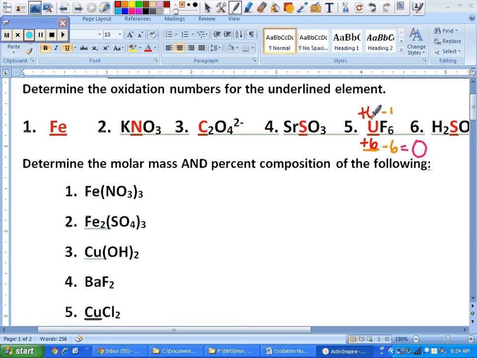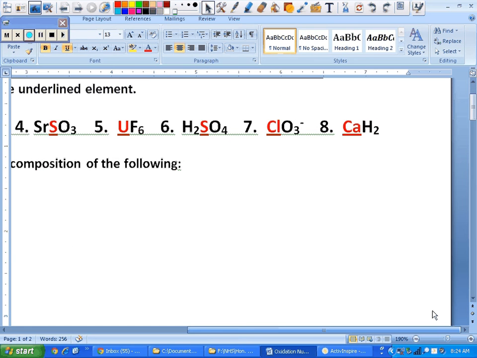Okay. Any questions on any of this? Any questions? I think there's one more that I wanted to look at because I think it was a little bit different. All right, yeah, this one right here. Let's look at 7 and 8 real quick.